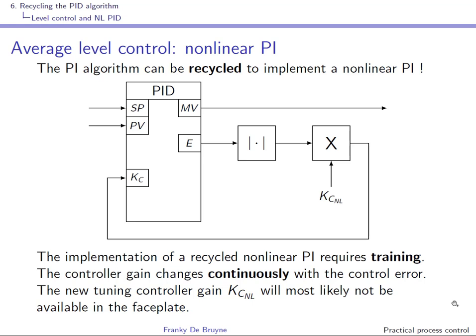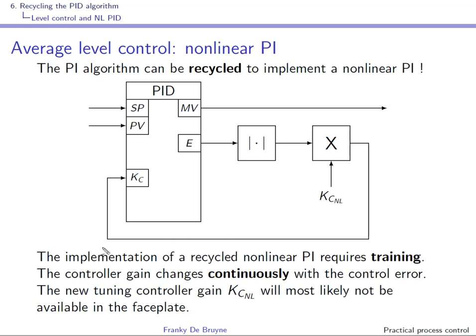Well, since you always write a value on Kc, and the absolute value of the error times the new design parameter, you will no longer be able to access this parameter for change in the faceplate. In the faceplate, you'll see a gain Kc that will be changing continuously, right? So to interact with the tuning of the nonlinear PI controller, you'll have to make sure that you have access to this parameter in the human machine interface, right?